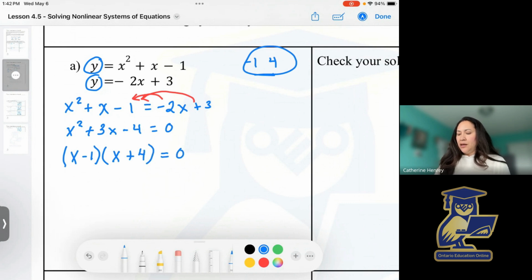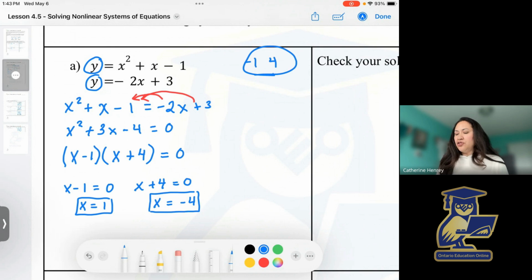Then by the zero property rule, we can take x minus 1, the first factor, set that equal to 0, and we get x equals 1. And we can take the second factor, which is x plus 4, set that equal to 0, and when I simplify here, I get x equals -4.